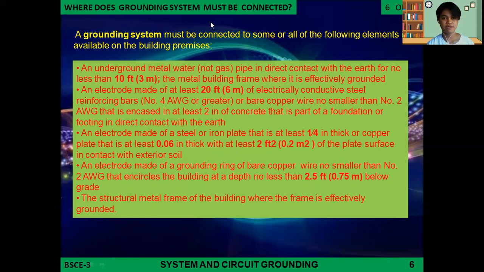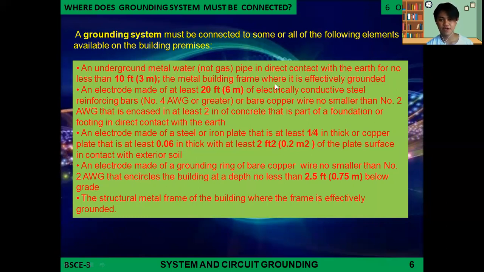What does the grounding system must be connected to? A grounding system must be connected to some or all of the following elements if available in the building premises. First, an underground metal water pipe in direct contact with the earth for no less than 10 feet or 3 meters.